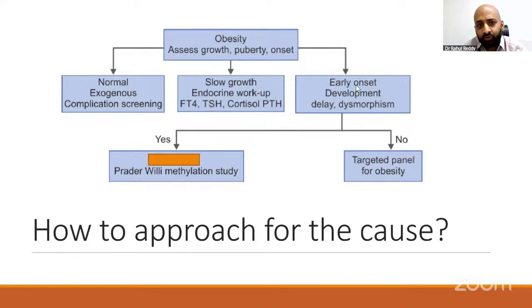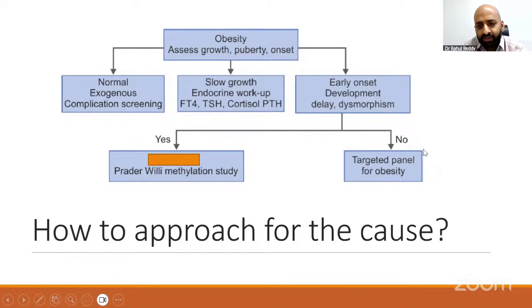And if the obesity is very early in onset, if it started below 6 months of age, then we should look at if there's any associated developmental delays. Are there any dysmorphism? Does it fit into any syndromic obesity or monogenic causes? And if yes, if there's development delay, if there's dysmorphism, then one thing is Prader-Willi syndrome is quite common. So we should work them up for Prader-Willi syndrome. And if we don't have development delay or dysmorphism pointing towards Prader-Willi syndrome, it could be other cause of obesity, monogenic obesity, in which a targeted clinical exome sequencing can be done to look for the genetic cause of obesity.